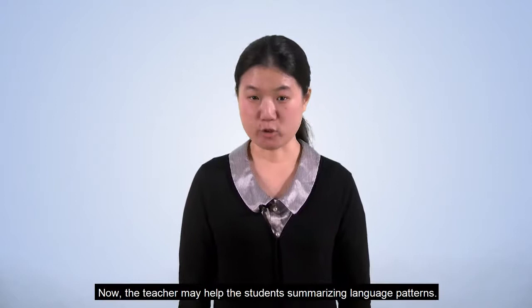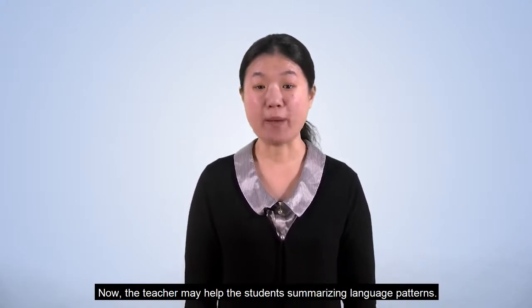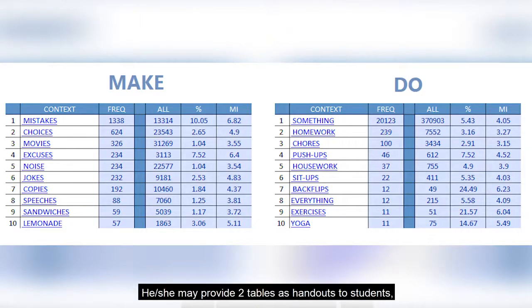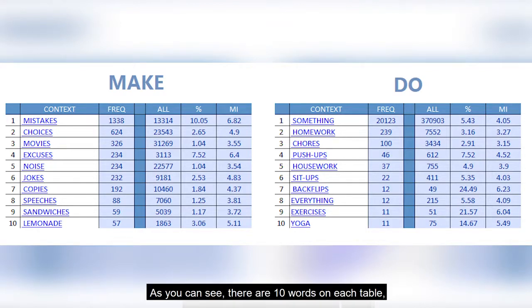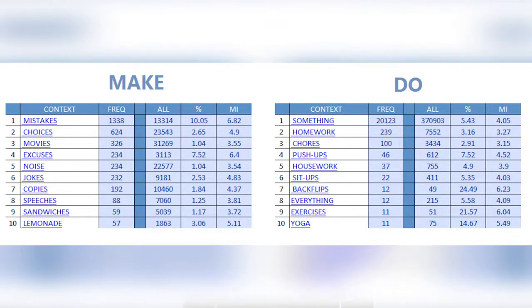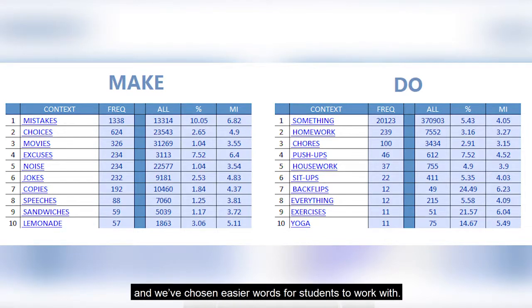Now, the teacher may help the students summarize language patterns. He or she may provide 2 tables as handouts to students. Table 1 for words that collocate with make, Table 2 for words that collocate with do. Then ask the students to summarize the words and find the differences of definitions between make and do. As you can see, there are 10 words on each table, and we've chosen easier words for students to work with.